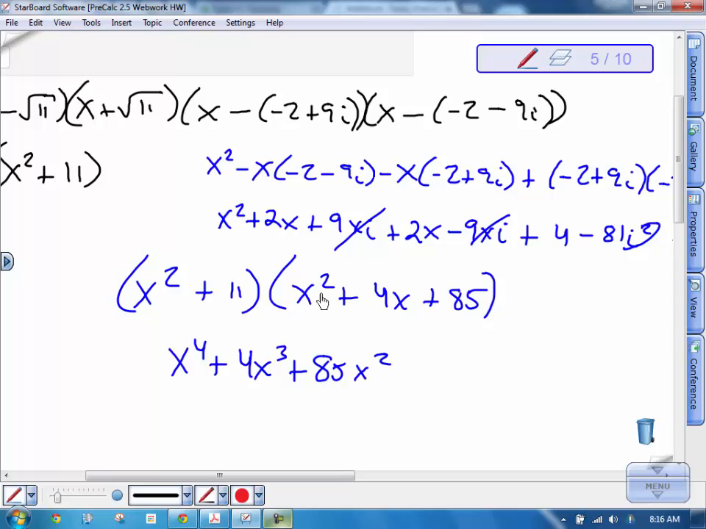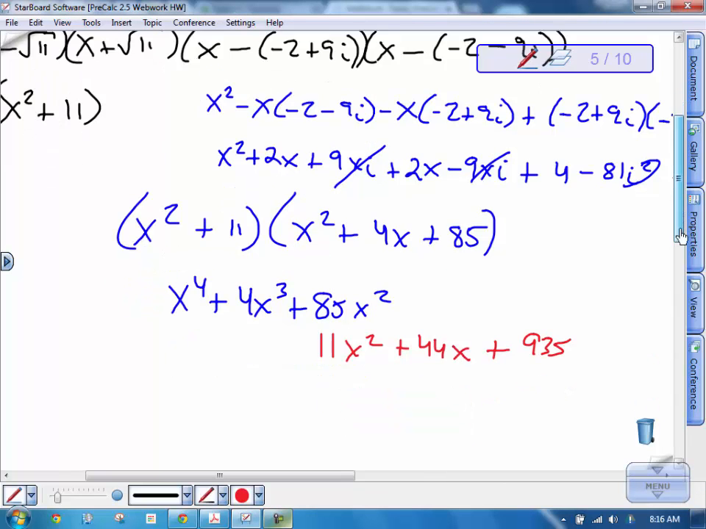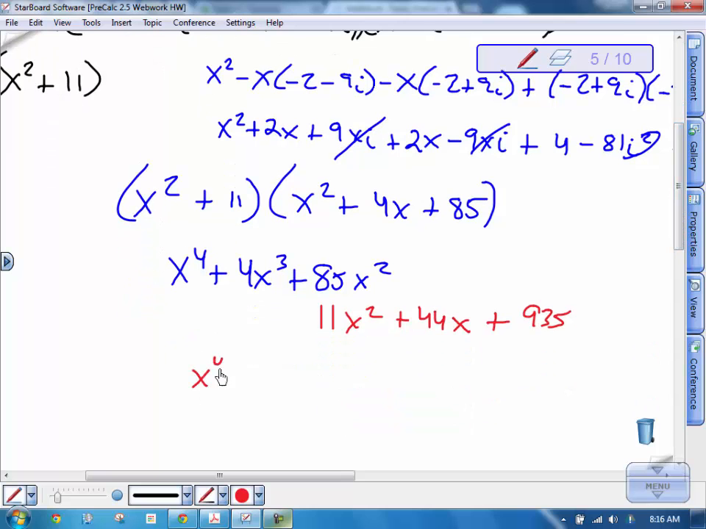So 11 times x squared is 11x squared. 11 times 4x is 44x. 11 times 85 is 935. So then I can add, I end up getting x to the 4th plus 4x cubed plus, I'm sorry, 85 plus 11 is 96x squared plus 44x plus 935. Now I'm almost done.